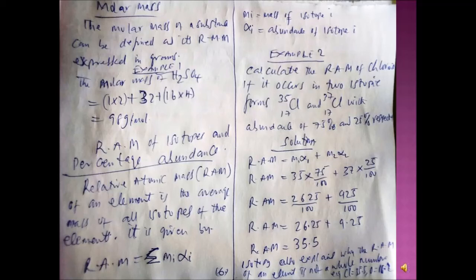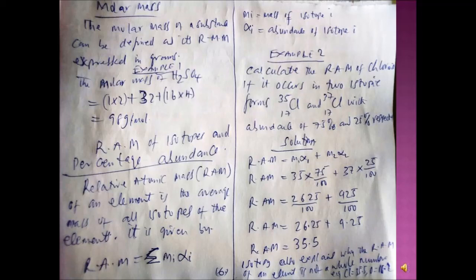Now let's solve it. Relative atomic mass equals the mass of the isotope multiplied by the abundance of the isotope. For chlorine 35, the abundance is 75, so we multiply 35 by 75%, plus chlorine 37, whose percentage abundance is 25%. When you multiply 35 by 75, you get 2,625 divided by 100. Then plus 37 multiplied by 25, you get 925 divided by 100.